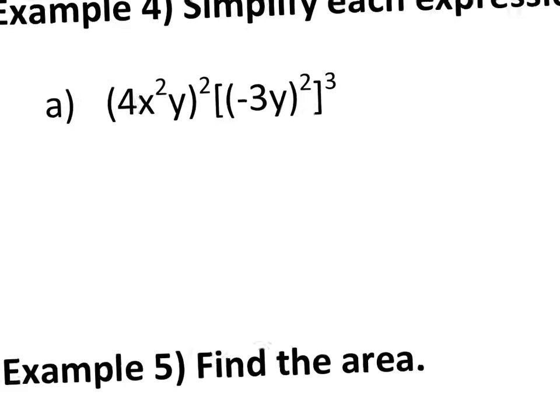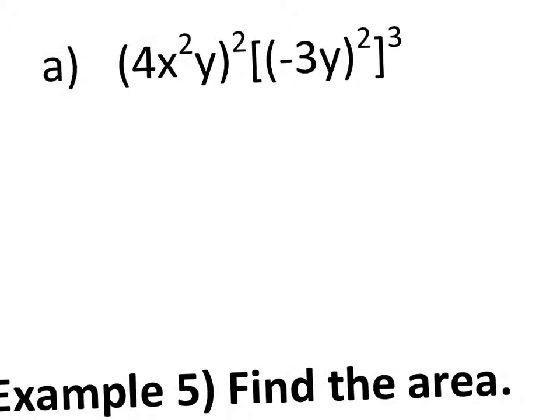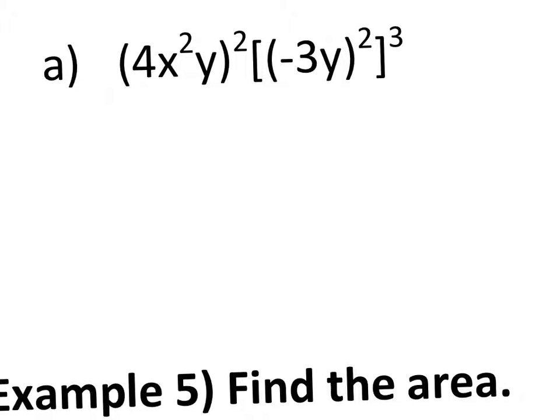All right, so what we're going to do here is attack them separately. I'm going to do the first guy first, so I'm going to drop that 2 in. And then I'm going to do this part, okay? Once I get the red and the blue sections done, I'm going to combine it all together. On the first section here, I'm going to put that 2 into all 3 parts, so I'm going to get 16 x to the 4th y squared.